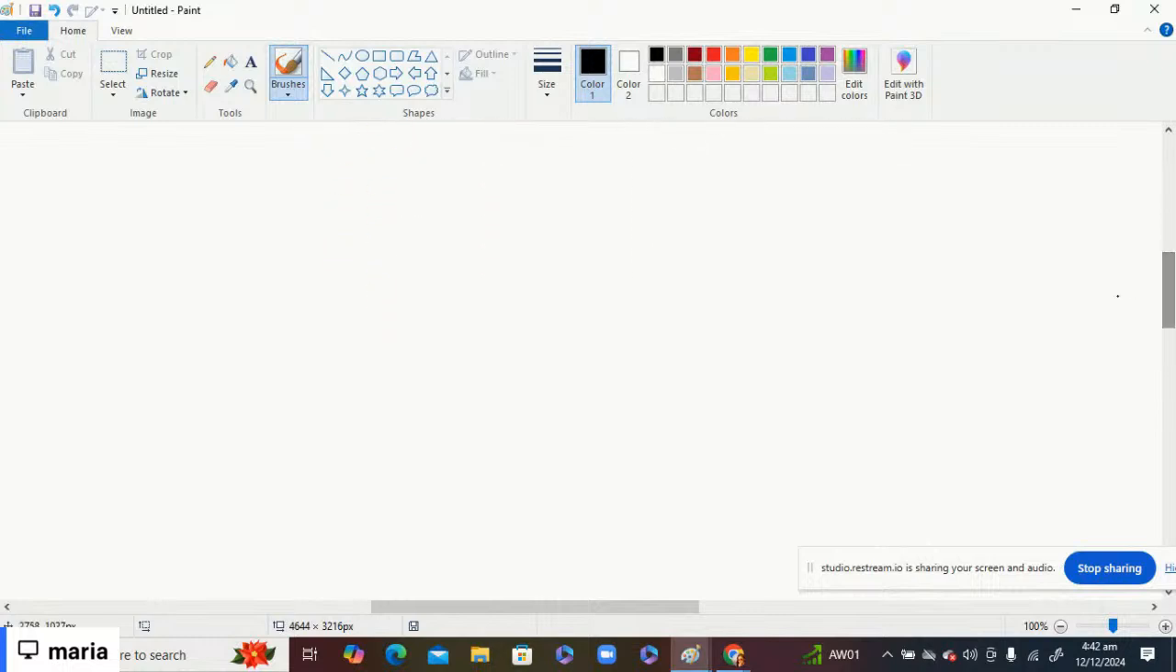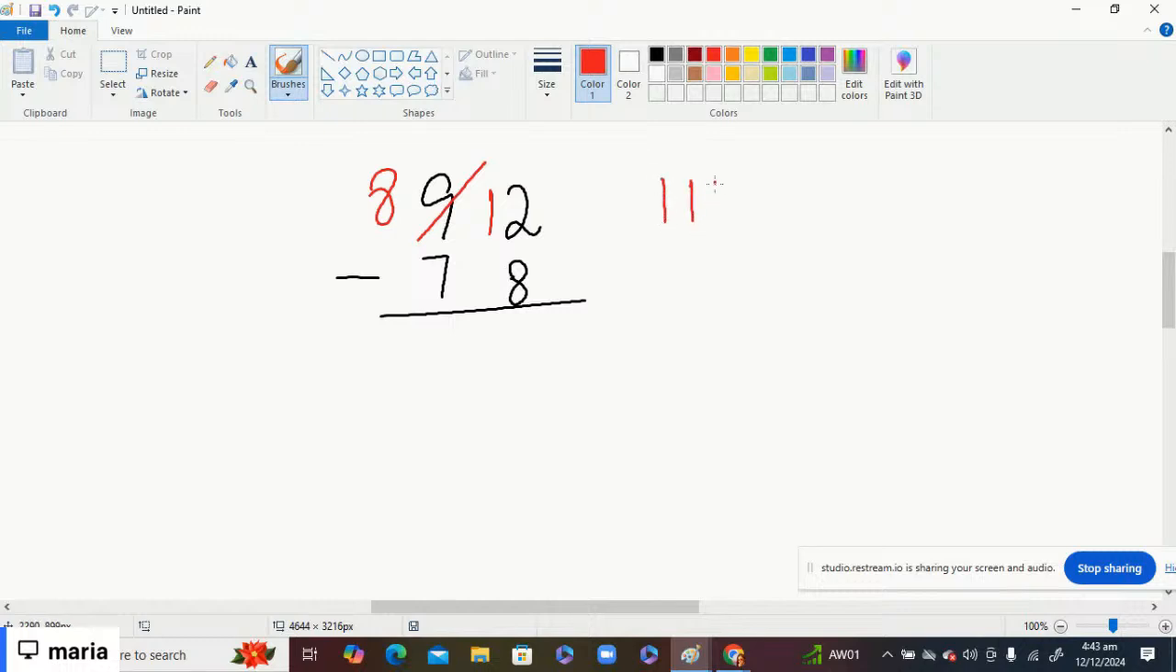Okay, let's do one more question. 92 minus 78. So 2 out of 8 is possible? No. So what do we do for that? We are going to borrow from the 9. So this 9 becomes 8. This 2 becomes 12. So 12 out of 8. Draw 12 lines. These are the 12 lines.